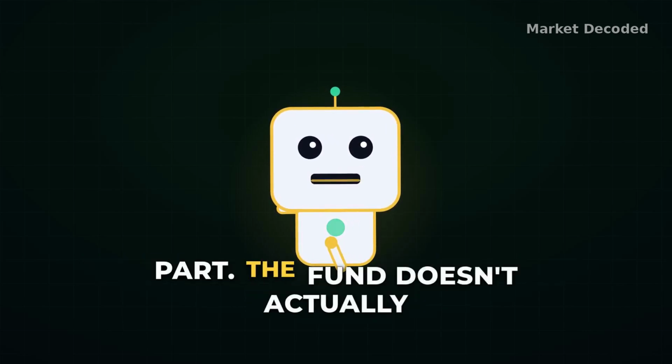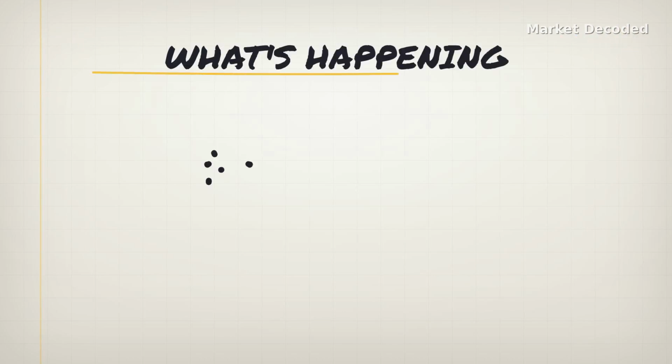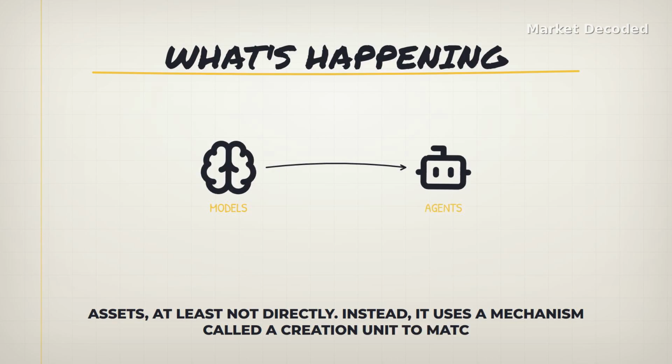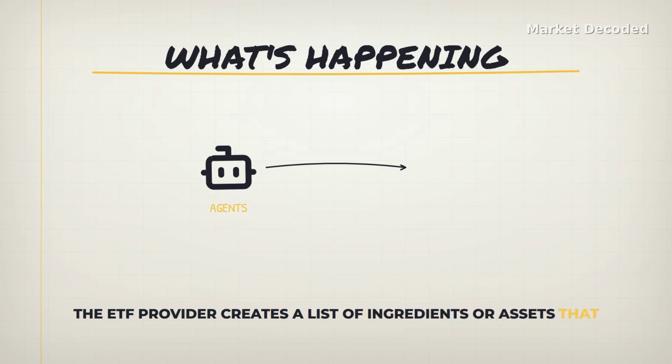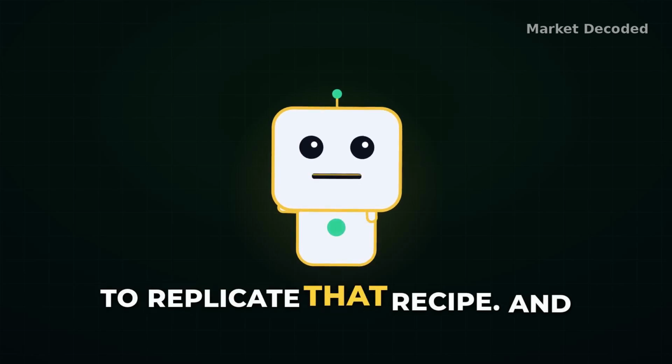But here's the surprising part. The fund doesn't actually buy all the individual assets, at least not directly. Instead, it uses a mechanism called a creation unit to match the portfolio's performance. Think of it like a recipe. The ETF provider creates a list of ingredients or assets that make up the fund, and then uses a combination of stocks, bonds, and other securities to replicate that recipe.